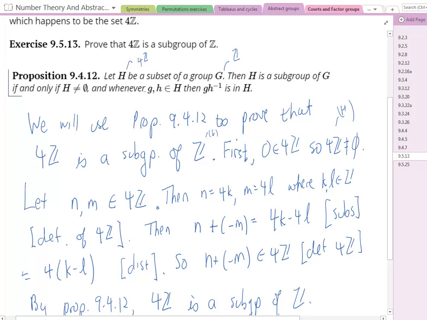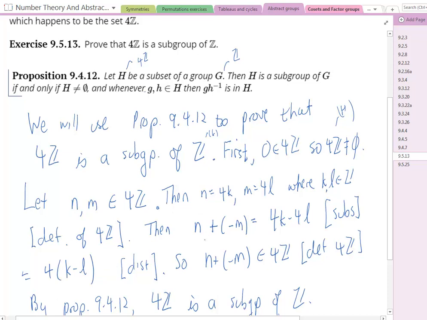So let me take two elements of the subset, n and m. Now, by the definition of 4Z, n is 4 times an integer, and m is 4 times an integer. So you can write it this way: n is 4k, m is 4l, where k and l are in Z, and that's by the definition of 4Z.